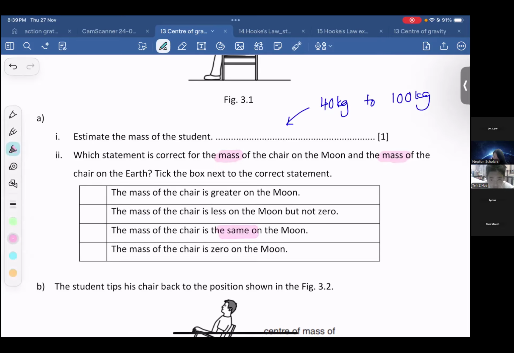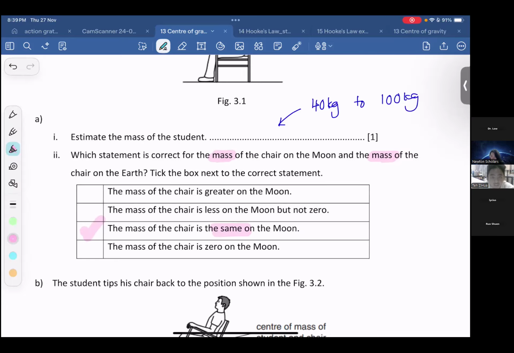So here, it will be the same. Okay, answer is the third box. You take the third box. So the mass is always constant, no matter on the moon or on the earth. Amount of matter is something like, you got 2 hands. Then you go to the moon, you're also having 2 hands. That is mass. In physics, mass, amount of substance.